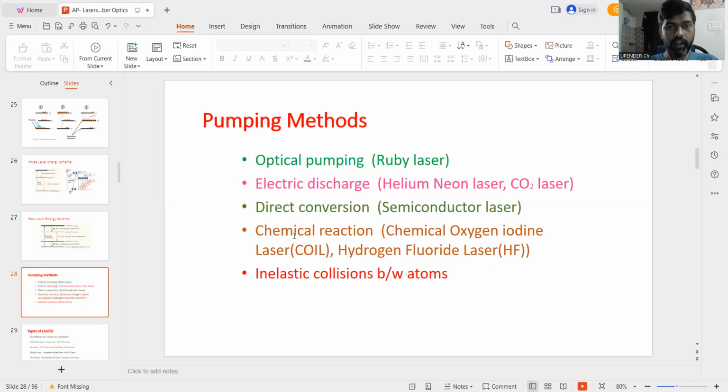Next one is due to chemical reactions. Due to chemical reactions, energy will be released. A huge amount of energy is released from the chemical reactions. That released energy will be used for the excitation and de-excitation processes. Okay, that is called the chemical reactions method.